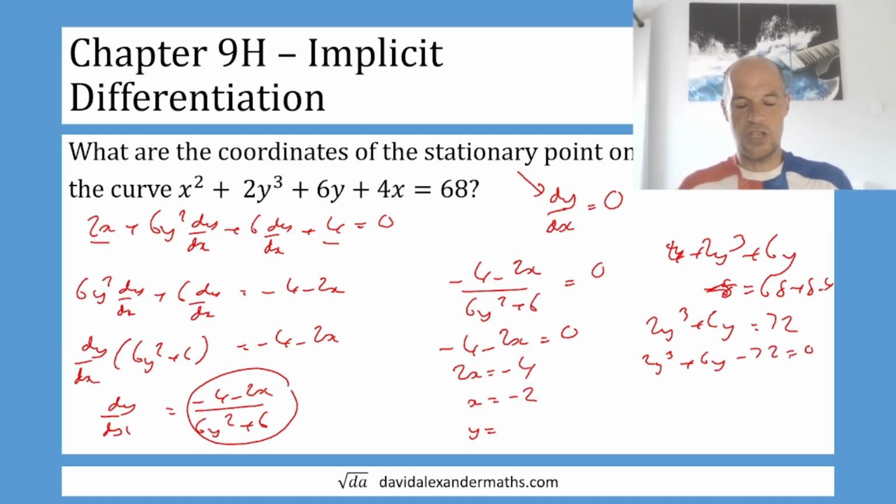Okay, and now I've got a cubic equation to solve. So polynomial degree 3, so that's 2y cubed plus 0y squared plus 6y minus 72. And I am getting that y is 3. So there we go. So the coordinates of the stationary point is negative 2, 3.